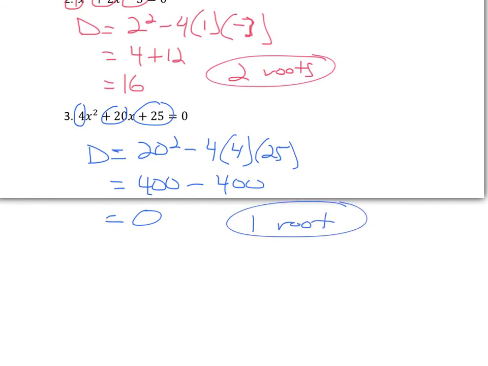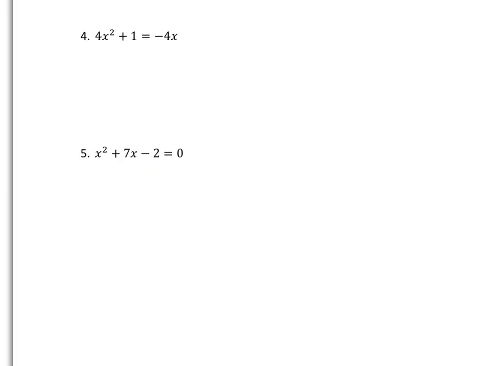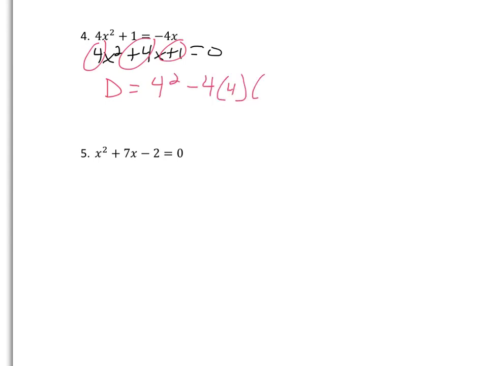That's pretty much it. We're going to do a couple more examples here, just with ones that we have to manipulate. So number 4, we can't do anything yet until we get everything to the left side, so we have to add that 4x over. So 4x squared plus 4x plus 1 equals 0. Now we see that we have a, b, and c. So we get to do this discriminant. B squared minus 4 times a times c. And 4 squared is 16 minus another 16 equals 0. Tells us there's one real root.